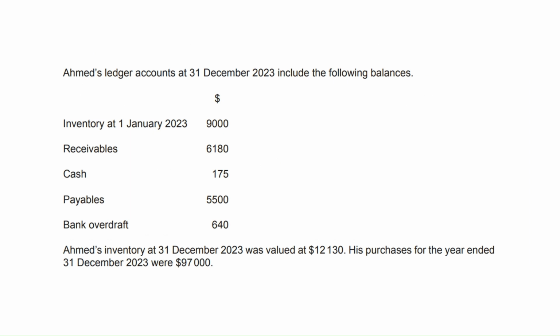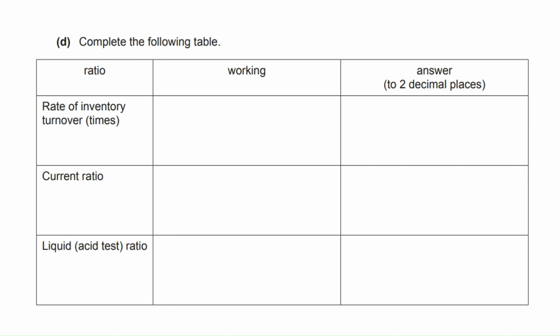Next, we are given some information. We are supposed to calculate ratios: rate of inventory turnover, current ratio, and liquid ratio. So when you get ratio questions, my advice for you is to write the formula. So then rate of inventory turnover, it's cost of sales divided by average inventory because it's in times. Current ratio is current assets to current liabilities. Liquid or acid test ratio is current assets minus inventory to current liabilities.